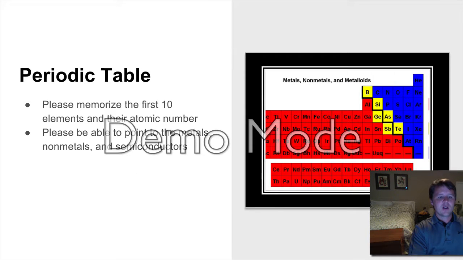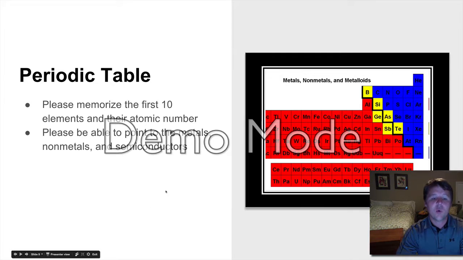So periodic table. I want you to memorize the first 10 elements and their atomic number. So that means hydrogen, helium. Let me see real quick. Where's my periodic table? Here we go. Hydrogen has an atomic number of 1. Helium has an atomic number of 2. Lithium is 3. Beryllium is 4. Boron is 5. Carbon is 6. Nitrogen is 7. Oxygen is 8. Fluorine is 9. And neon is 10.